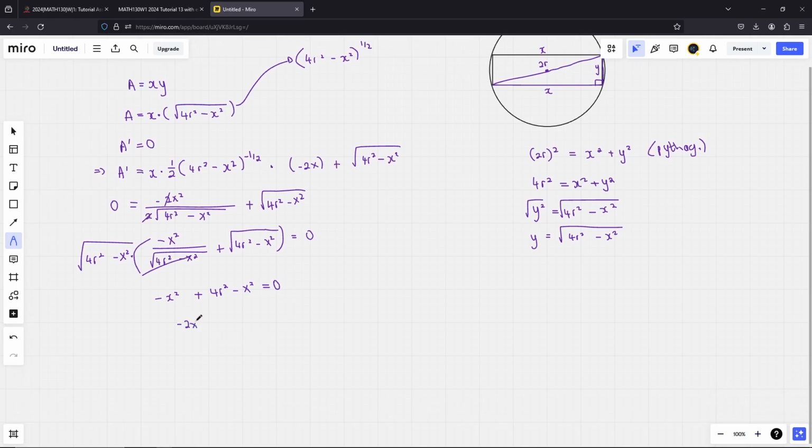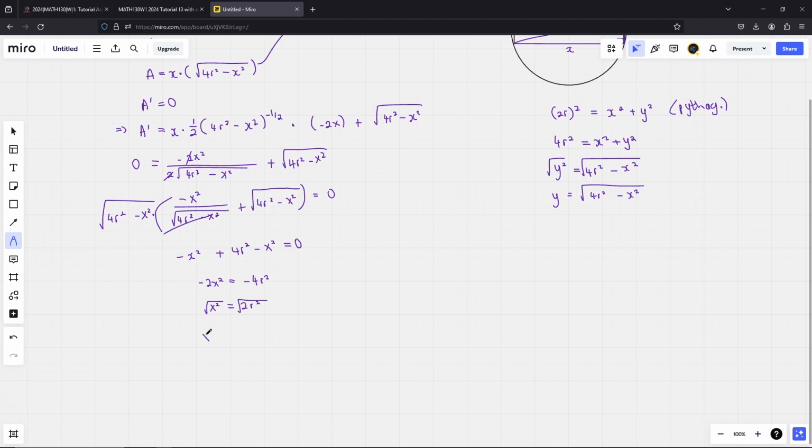Now combining like terms, taking the 4r squared to the right hand side, let's divide both sides by minus 2, so we get x squared equals 2r squared. Now let's take the square root, so that we get x is equal to plus or minus the square root of 2r squared. We can separate these. It's going to be plus or minus root 2 times the square root of r squared, which is just r.